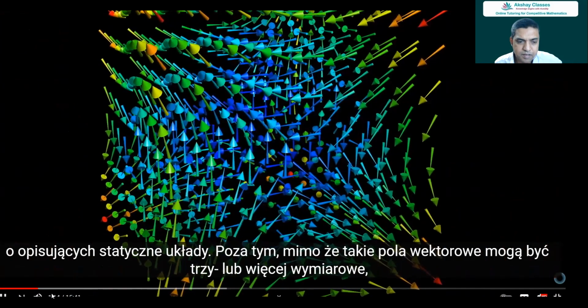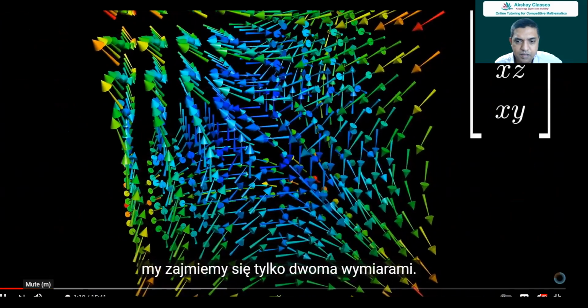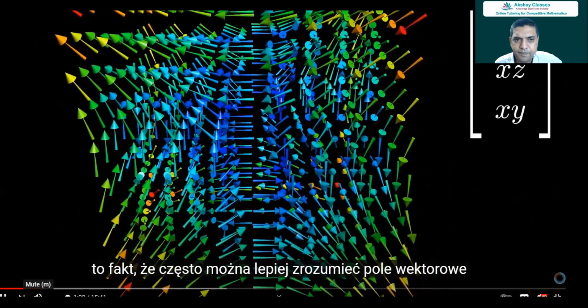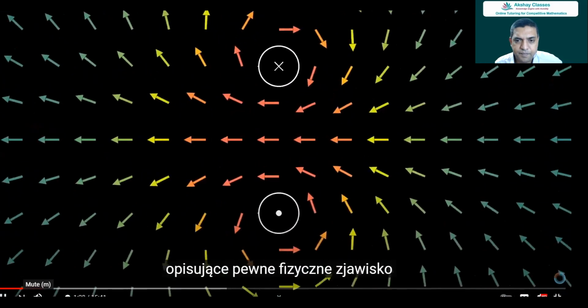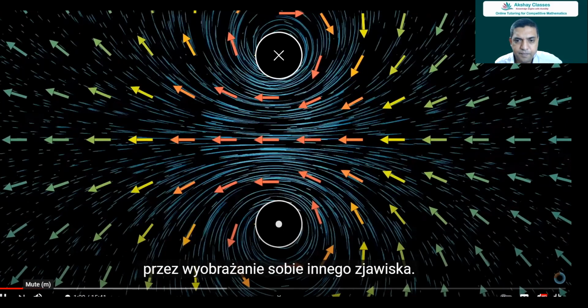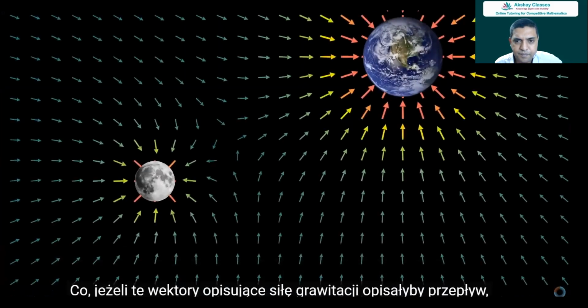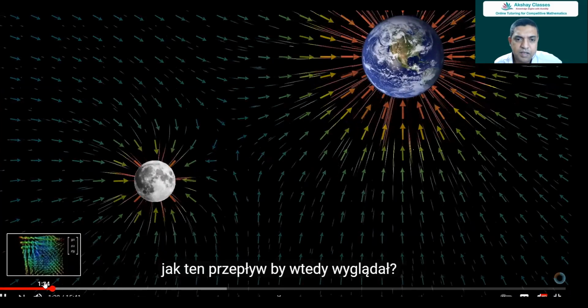Also, while such vectors could in principle be three-dimensional, or even higher, we're just going to be looking at 2 dimensions. An important idea, which regularly goes unsaid, is that you can often understand a vector field which represents one physical phenomenon better by imagining what if it represented a different physical phenomenon? What if these vectors describing gravitational force instead defined a fluid flow? What would that flow look like?